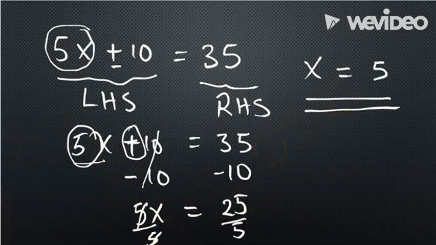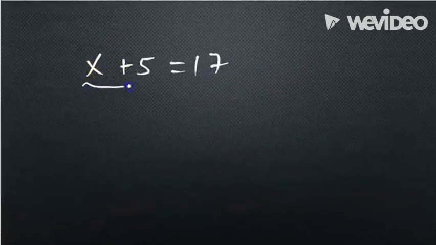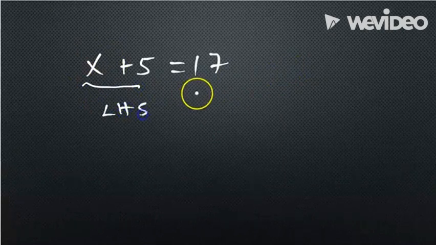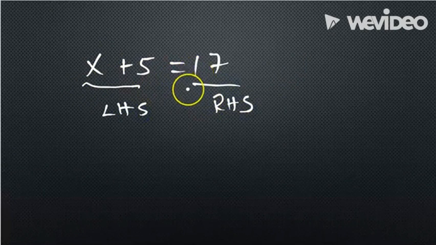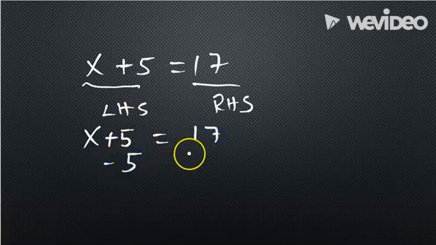Okay, let us do another quick example. Say I have x plus 5 equals 17. In order to solve for x, this is the left hand side of the equation and this is the right hand side of the equation. Those two sides must be equal. Okay, so because I have positive here, I subtract 5 from both sides of the equation.